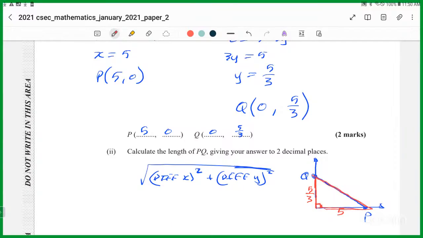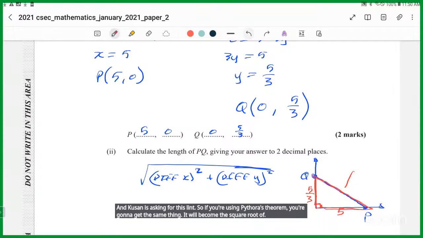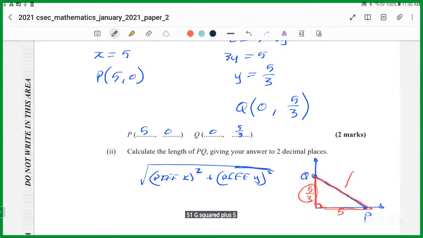And the question is asking for this length. So if using Pythagoras theorem, we're going to get the same thing. It becomes the square root of (5 over 3) squared plus 5 squared, or the other way around: square root of 5 squared plus (5 over 3) squared. So anyway you want to look at it, you're going to get the same thing.